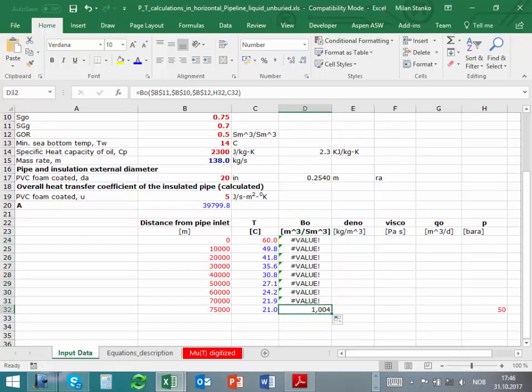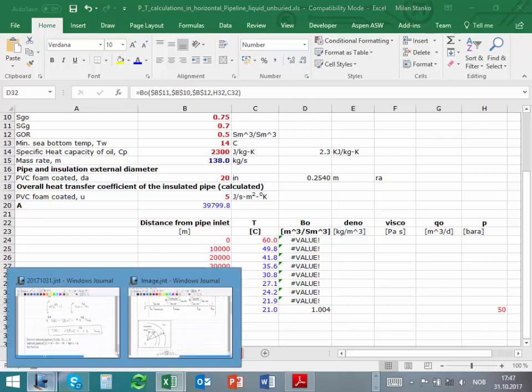You see, for a condition of 50 bar and 21, the value is very close to 1. So everything is almost the same. The standard and the local condition are almost the same. It won't have any difference on my calculation. So let's calculate with that.